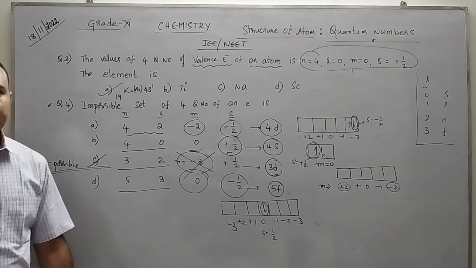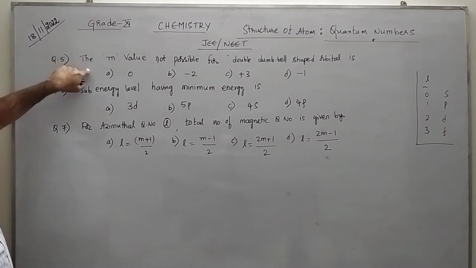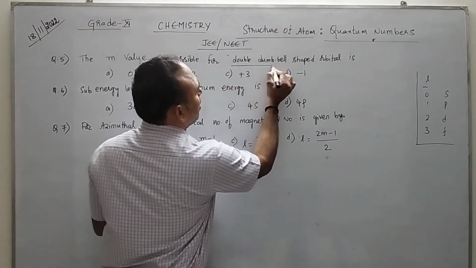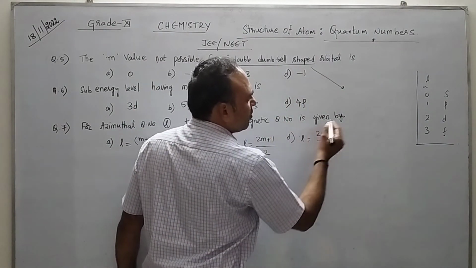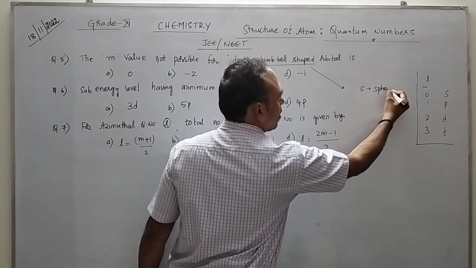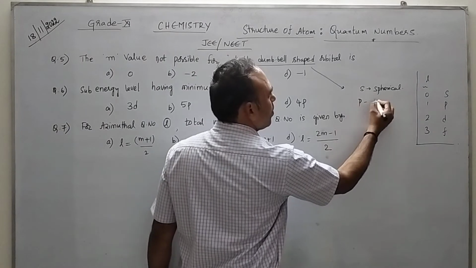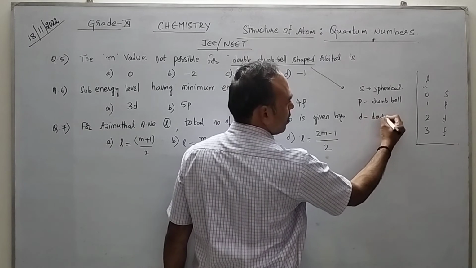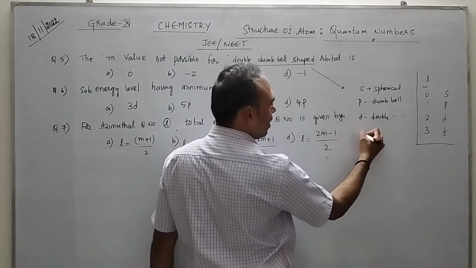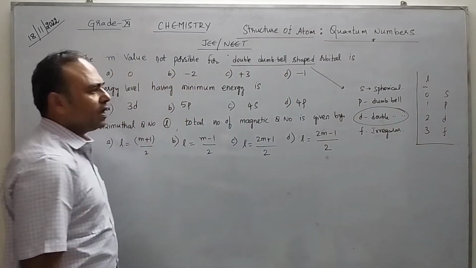Let us move to question number 5. Now let us see questions 5, 6, 7. In question number 5, they have asked for the m value not possible for a double dumbbell shaped orbital. You know what is meant by double dumbbell shape, no? The s orbital is spherical. Next, p is dumbbell. d is double dumbbell shape. And f is irregular or complex. So here they are asking about the d orbital.